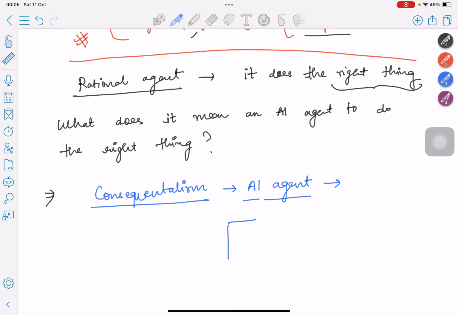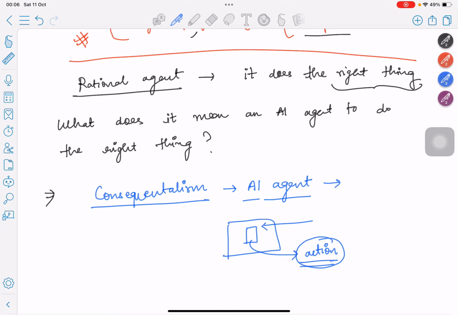Given an agent, it perceives from the environment, takes some action based on whatever it has perceived, and gives that action back to the environment. Now, what are the consequences of this particular action? We evaluate an agent's behavior on the basis of this action. So it is known as consequentialism.